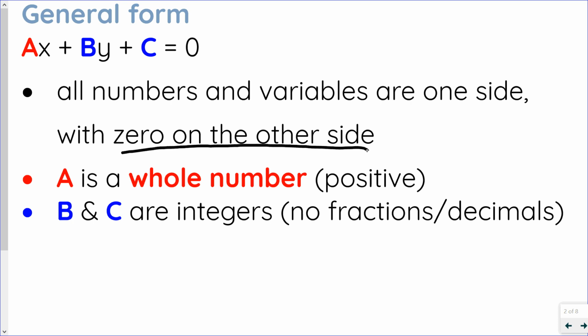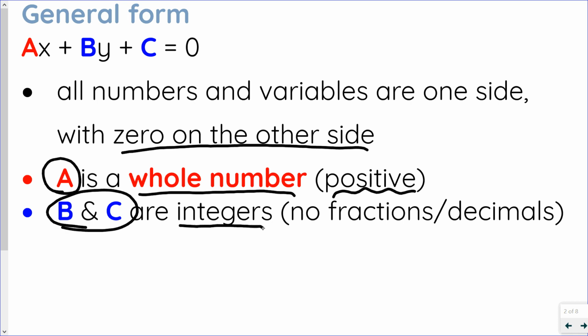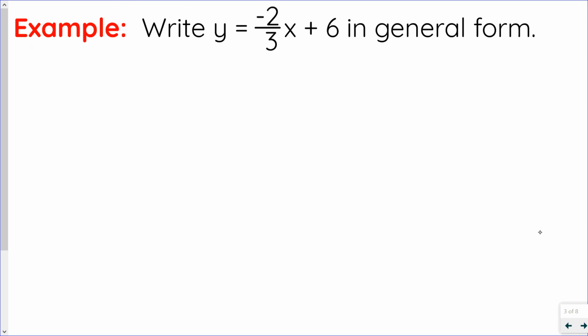Now, you're not just setting the equation to 0 in any way. You have to have a, the number in front of x, be a whole number. And by whole number, I mean it is positive. B and c are integers. In other words, they are not fractions or decimals. So no fractions, no decimals, and the number in front of x must be positive. So we're going to work with general form given information about a line. Now, let's try a question like this.